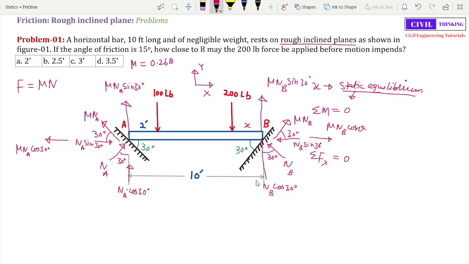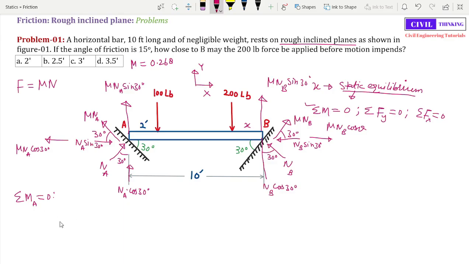All right. Now let's apply summation of moment about any point. Let us choose a point A. Now summation of moment about A is equal to 0. We'll apply this. After that, let me erase this first. Then we are going to apply summation of force in the y direction is 0, and then we apply summation of force in the x direction is 0, right? Because these are the three equations of static equilibrium, right? So let's first apply this one.